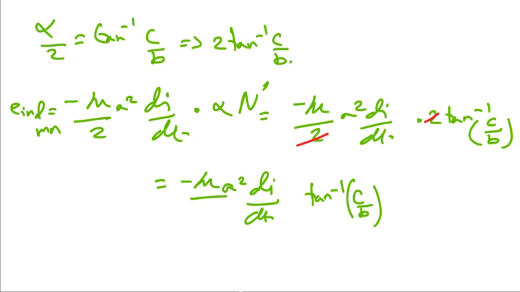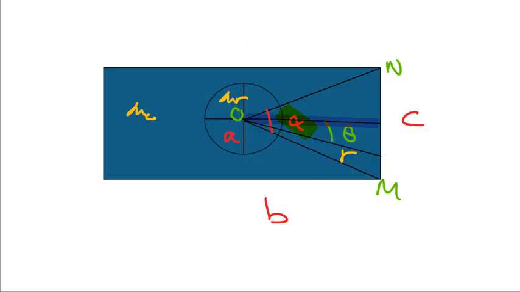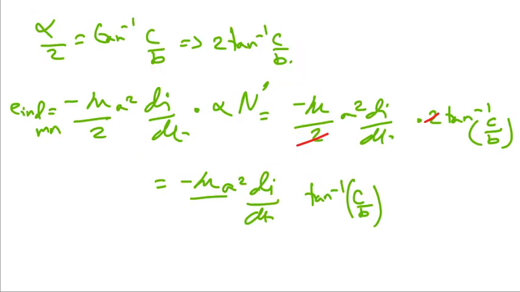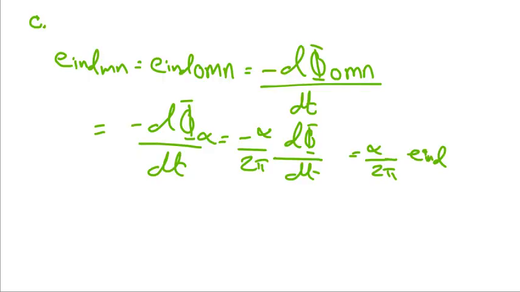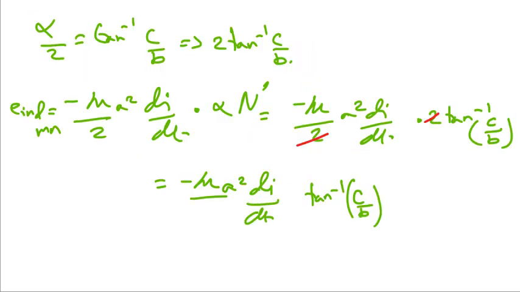And this is right for any segment of the same length, like this segment or this segment here. For this one you have to consider something different, because they're not the same length, probably b over c or something for the tan inverse. Anyway, the last thing is the formula, which is minus mu a squared di over 2dt times tan inverse c over b, again times n prime.